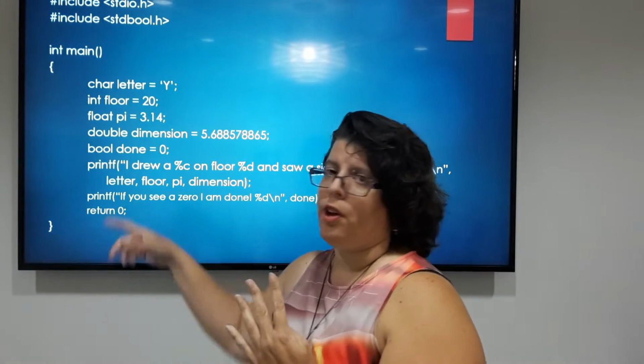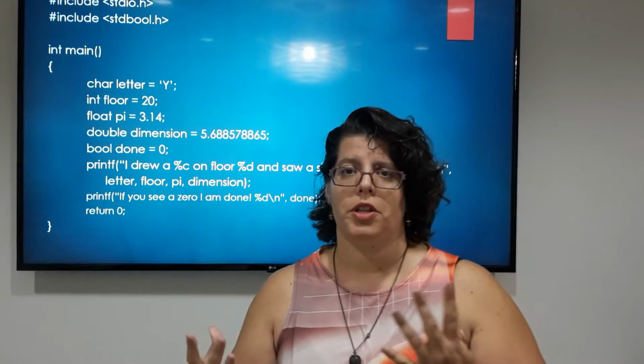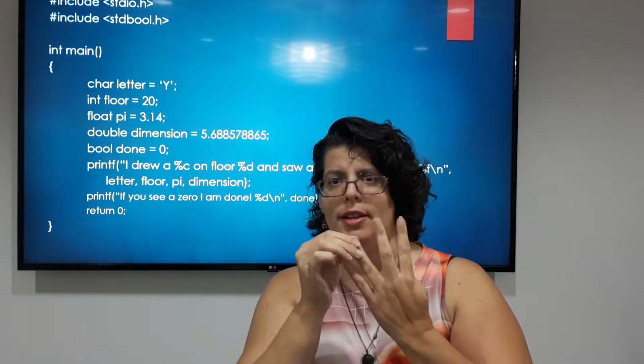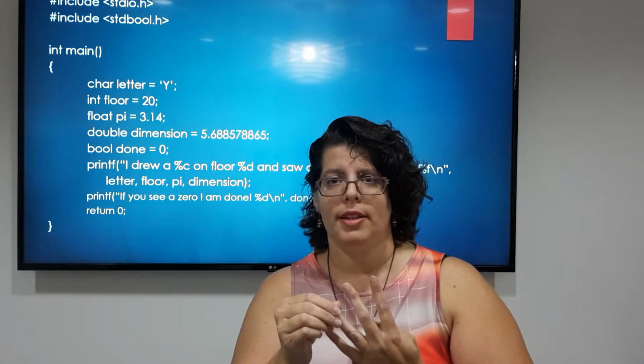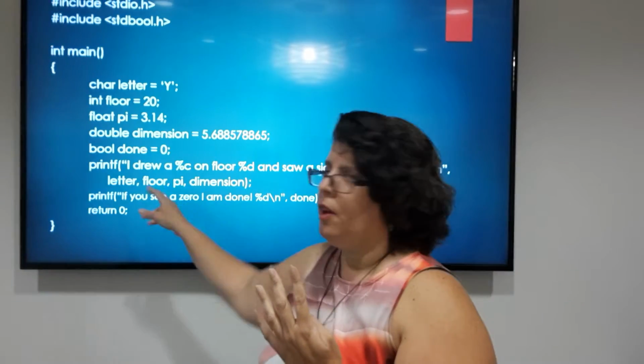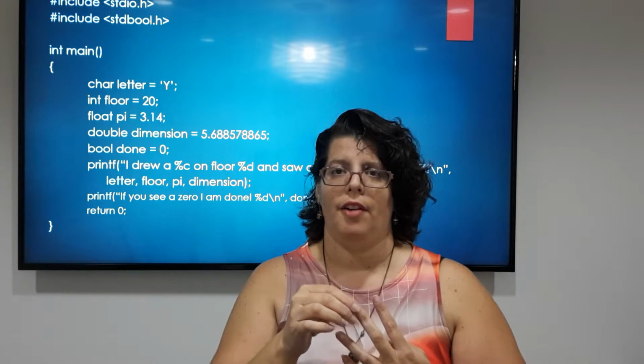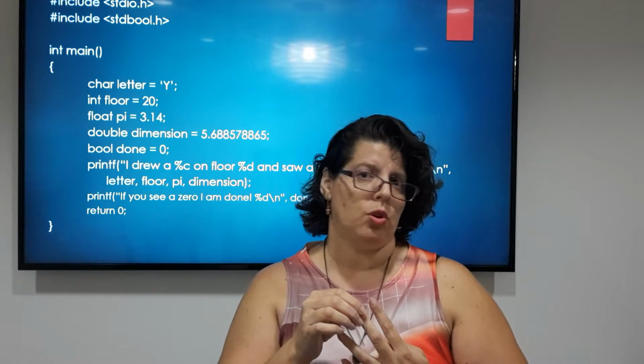The next one is floor. Floor is an integer. An integer is going to work nicely with that %D. That %D is the next one up. So I have %C is going to be letter. My %D is going to be floor. And now I've got 2 %Fs left. Those are going to be decimal values, either floats or doubles.